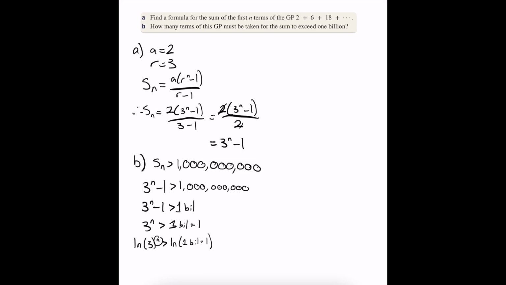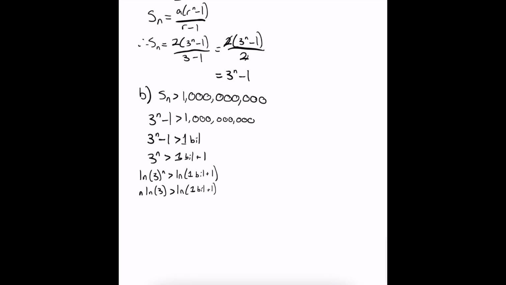And then when we log both sides, we can bring the n down here. So ln 3 to the n is greater than ln 1 billion plus 1. And then divide by ln 3. And we get n is greater than ln of 1 billion plus 1 over ln 3.